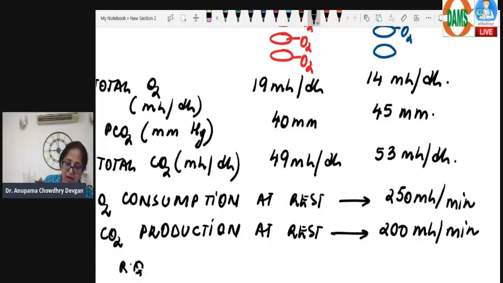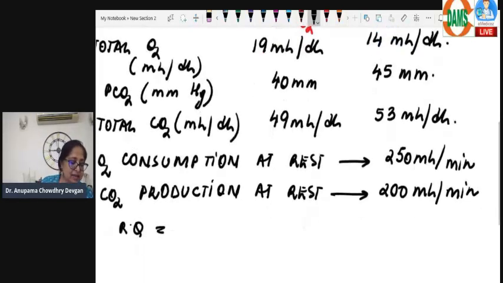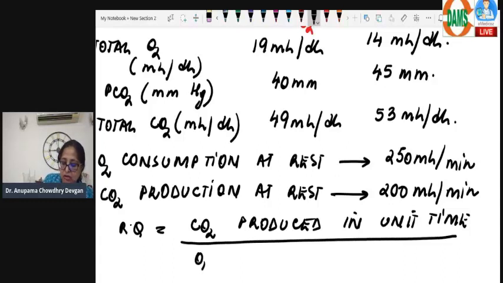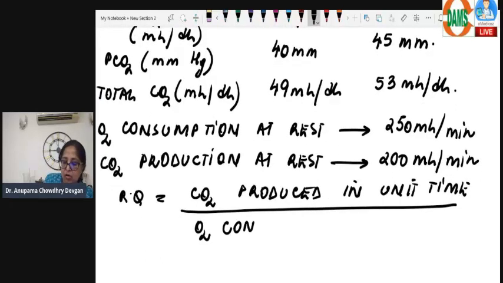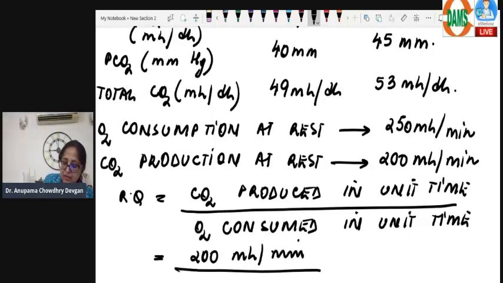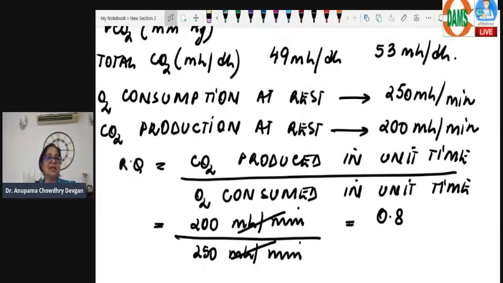This now tells me how much is the RQ. RQ, I have discussed it with you already. This is carbon dioxide produced in unit time divided by the oxygen consumed in unit time. So this is 200 ml per minute divided by 250 ml per minute. Ml per minute, ml per minute will get cancelled. This gives you an RQ of 0.8. Oxygen consumption at rest, this is a standard value.